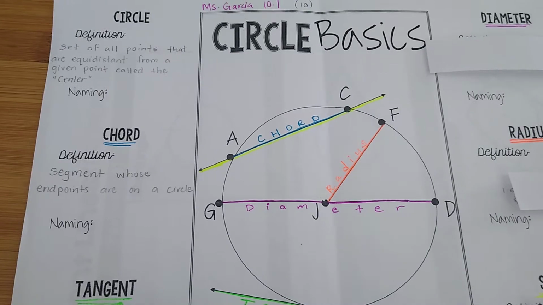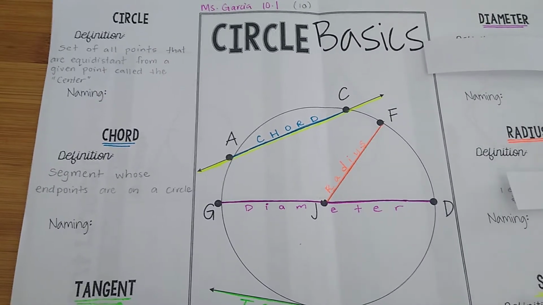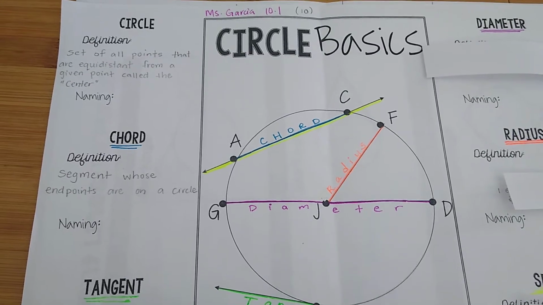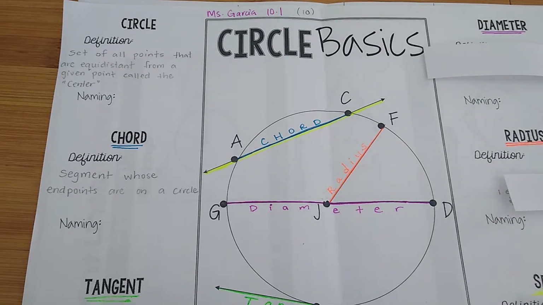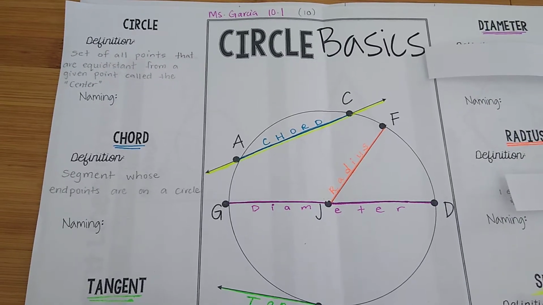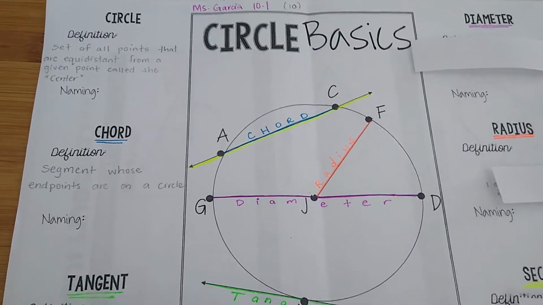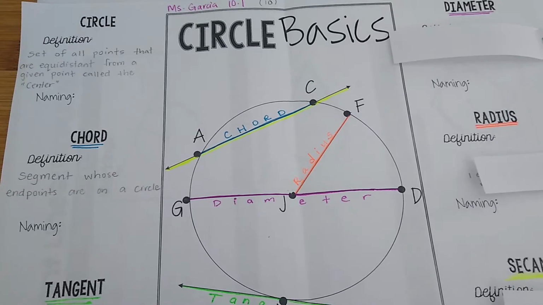Now remember that a line is an infinite straight line. It goes infinitely in both directions. So there would be an arrow that goes one way and then an arrow that goes the other way.